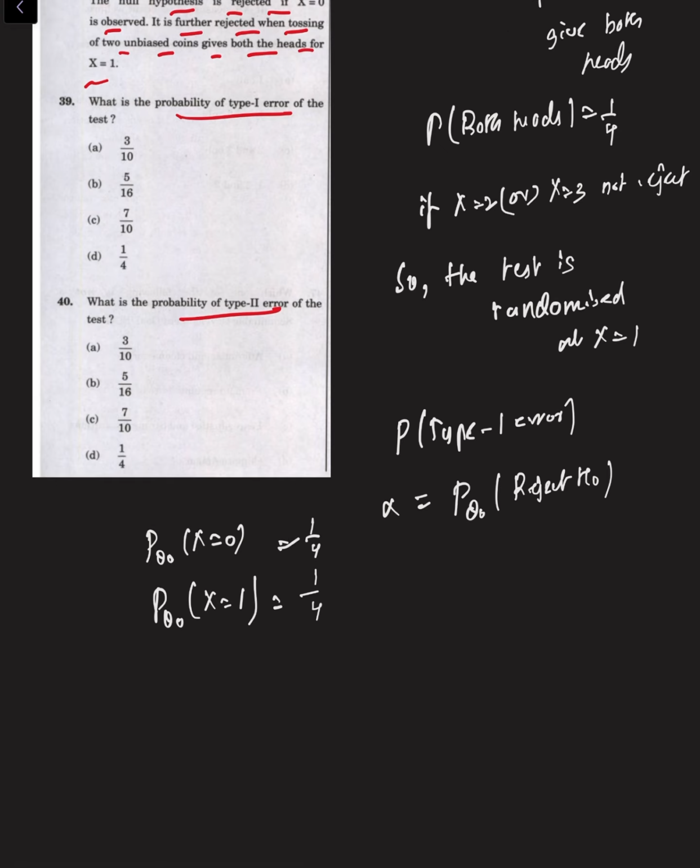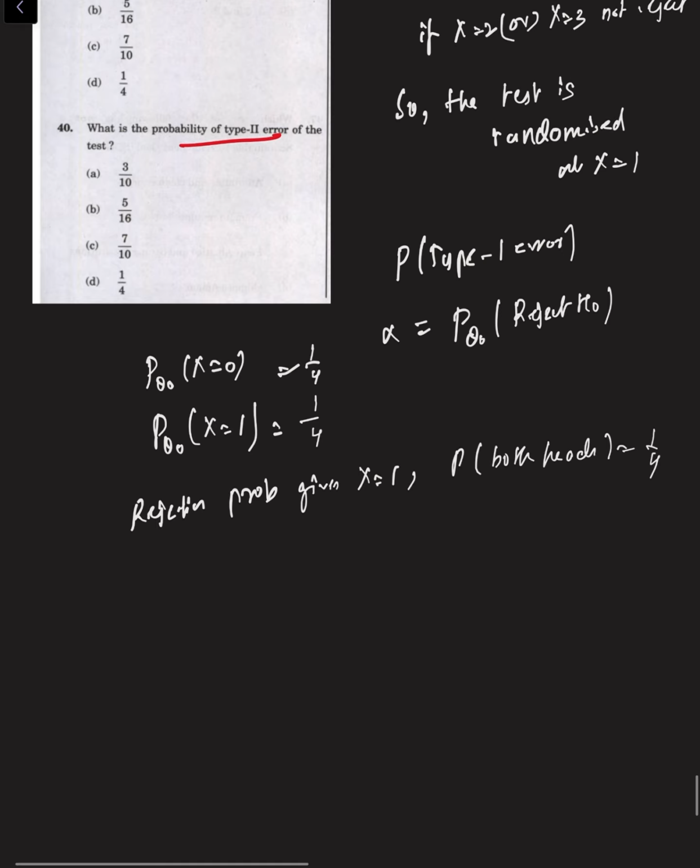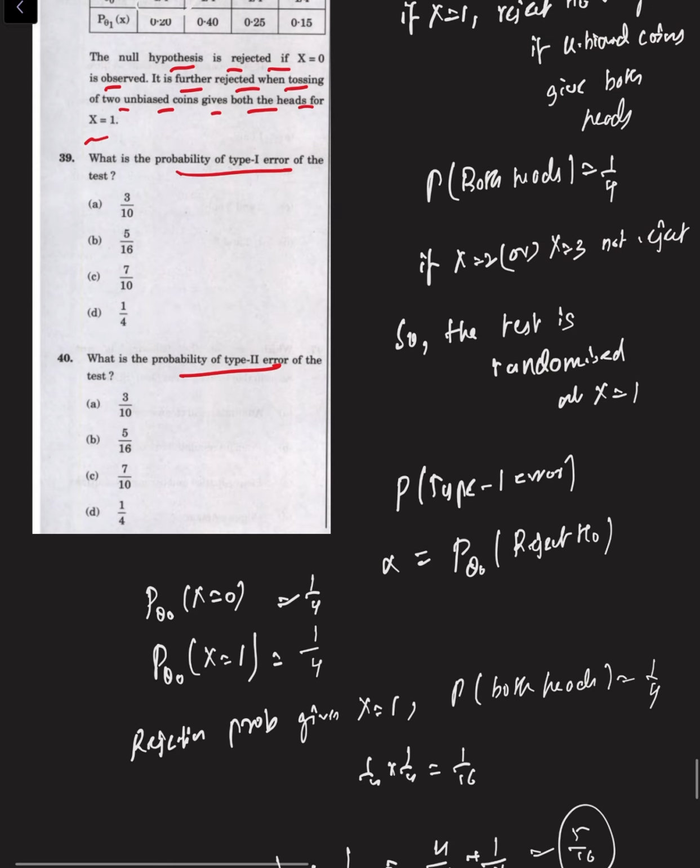And we have the rejection probability given x equals 1 as the probability of both heads, which is 1 by 4. So the contribution is 1 by 4 into 1 by 4, which is 1 by 16. So alpha is nothing but 1 by 4 plus 1 by 16, which is 4 by 16 plus 1 by 16, which is 5 by 16. So therefore option B is the correct answer for type 1 error.